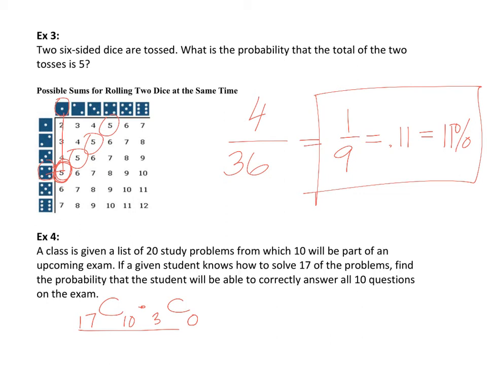So notice that 17 plus 3 is 20. That's the total number of problems to choose from. And 10 plus 0 is 10. That's the number of problems on the test.